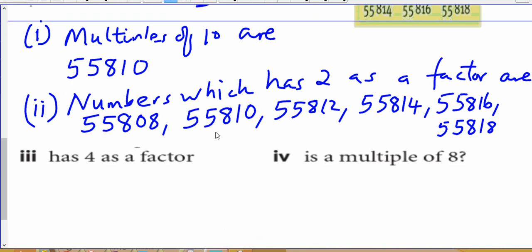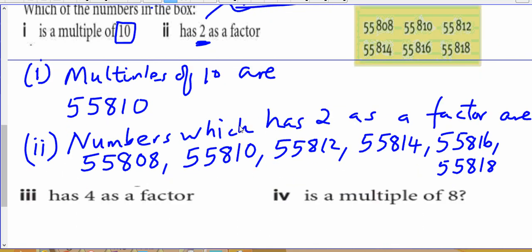Okay, has 4 as a factor. For the case of the first number here, we want to find out if this number has 4 as a factor. What do we do? We look at the last two digits. The last two digits are 0 and 8. Now look at 0 and 8. Is this divisible by 4, what is the answer?